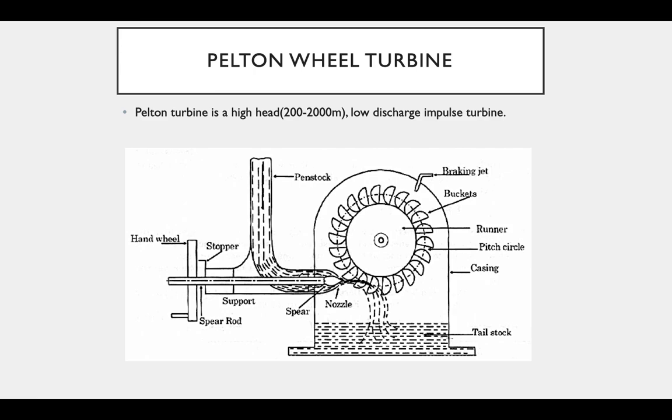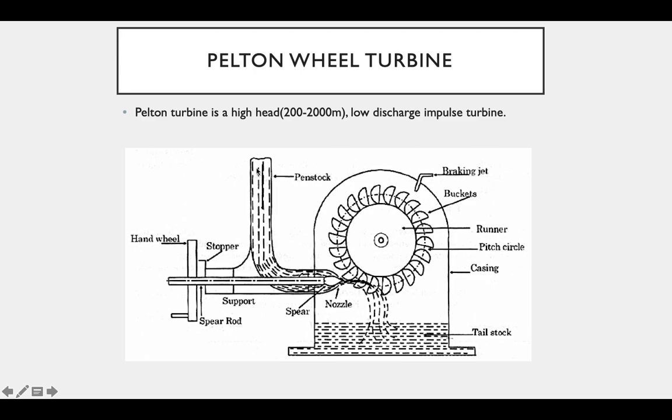Pelton turbine is a high head, low discharge impulse turbine. It can work under a head of 200 to 2000 meters. The Pelton turbine figure is shown here. This is the runner. The runner has runner vanes attached on its periphery. These are bucket shaped vanes.